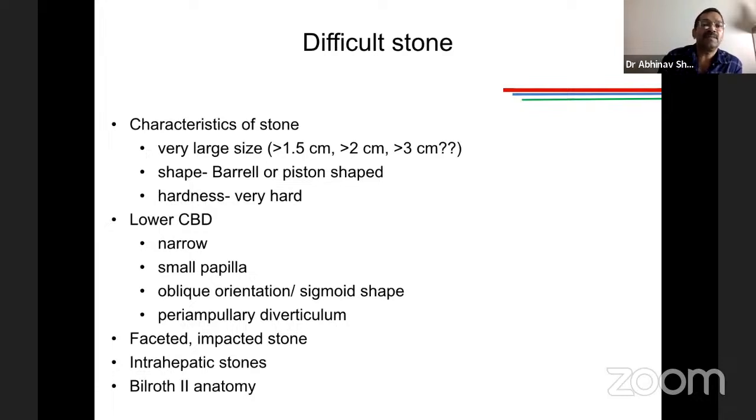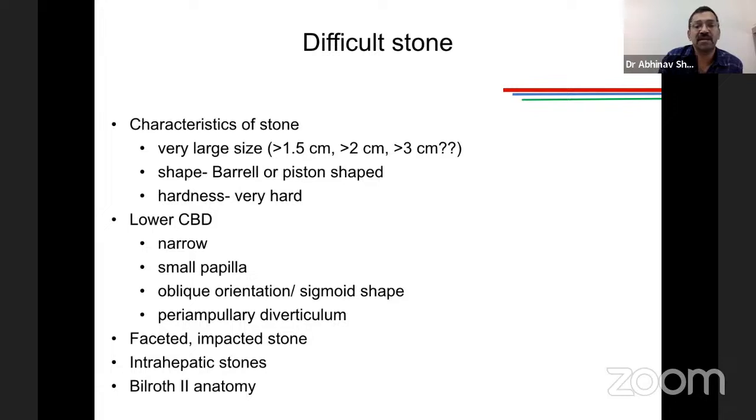Difficult stone can be because of characteristics of stone. It can be because of lower CBD parameters and other things. So if a stone is very large, we don't know the size. Some literature says it is more than 1.5 centimeters, some say 2, some say 3 centimeters. But in general, usually 2 to 2.5 centimeter stone is considered large one. Sometimes even a smaller stone, as small as 8 millimeter, can also be a large stone if it is large enough for lower CBD. Shape of stone is also to be taken in consideration.